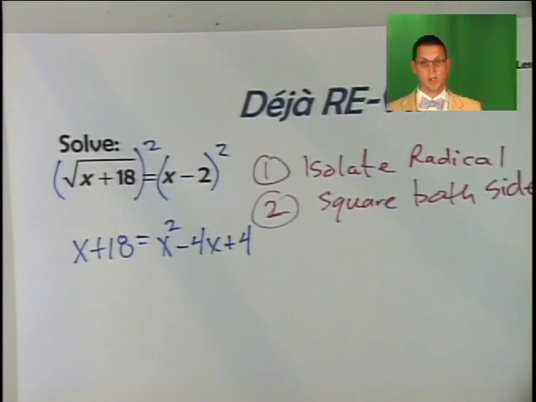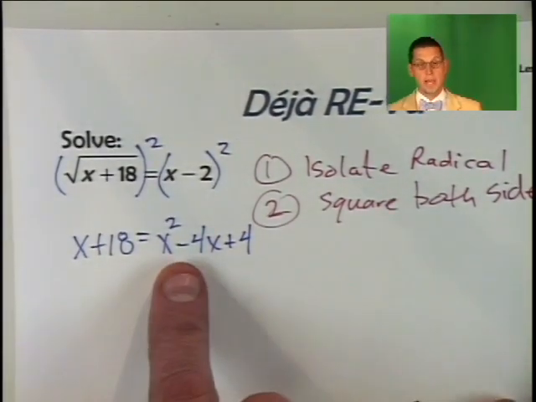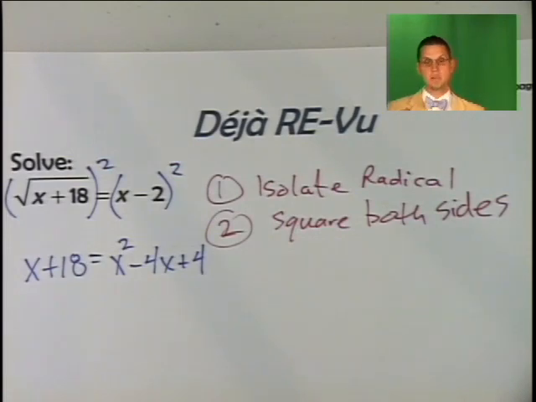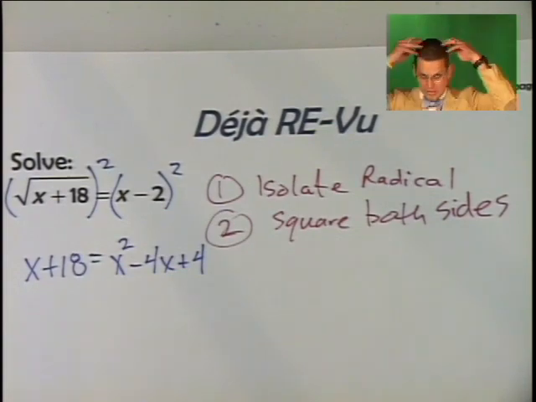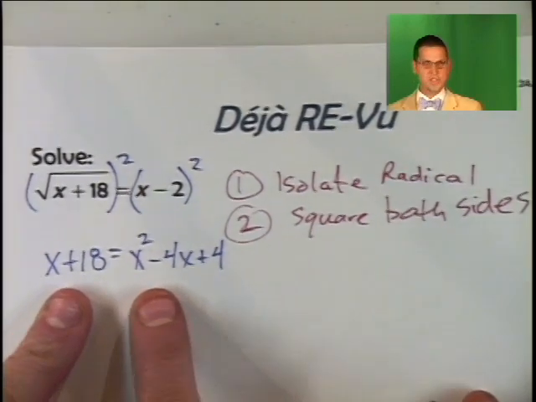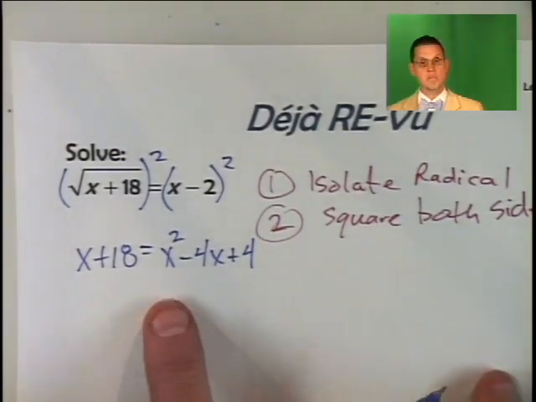Notice my radicals are gone. If you still had a radical at this point, you would go back to step one. So it's a process of isolate the radical, square both sides. Isolate the radical, square both sides. It's like washing your hair. Lather, rinse, until you feel good about it. Once your radicals are all gone, then you're ready to solve it algebraically.